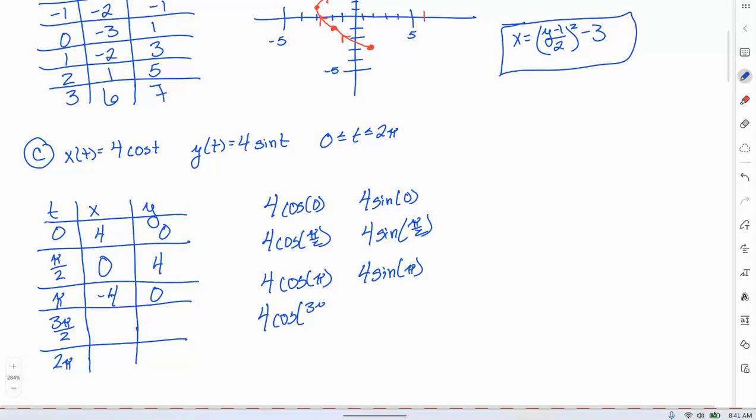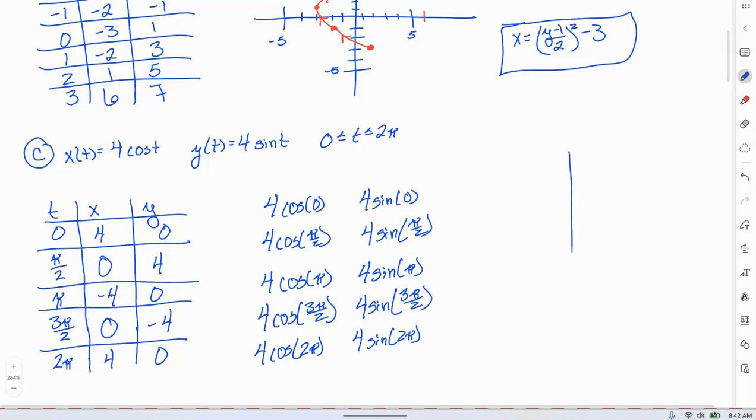At 3 pi over 2, at that moment in time, my cosine is going to be 0, so x is 0, but sine of 3 pi over 2 is negative 1, so this will be a negative 4. And then at 2 pi, we're going to have cosine of 2 pi, which is 1. And 1 times 4 is 4. And sine of 2 pi is 0.